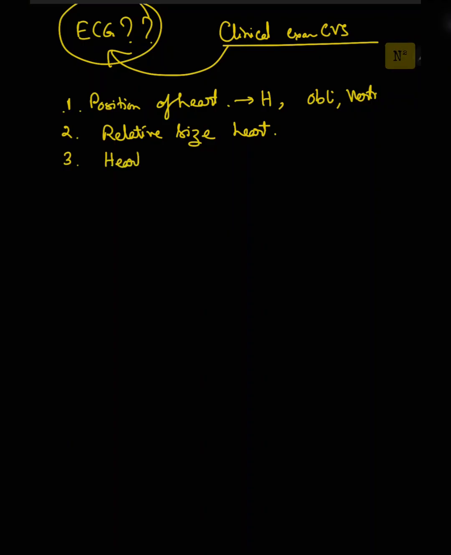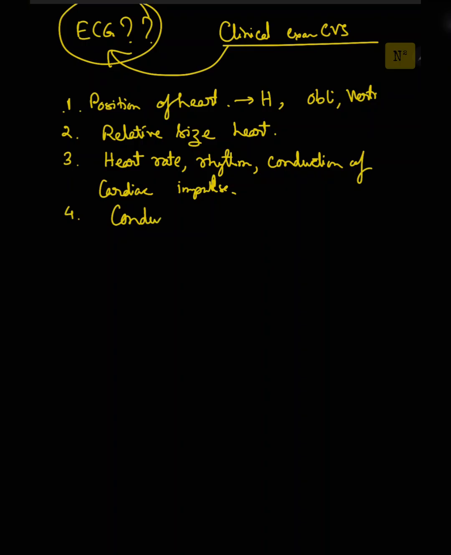Along with that, we also can calculate the heart rate, rhythm, and conduction of cardiac impulses. We will be able to judge all this information with the help of the ECG strip. Then also, obviously, we can know about cardiac block.